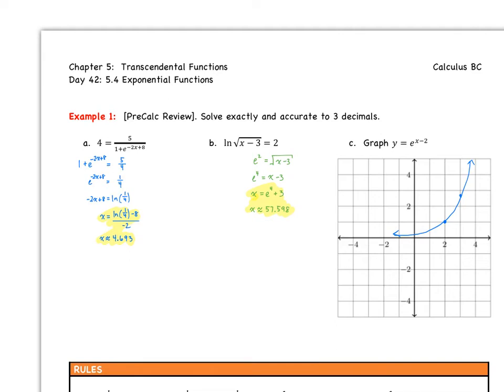Welcome to 5.4 exponential functions. So we're going to look at e to the x, and we're going to talk about taking the derivative of e to the x today, and we'll look at integrating as well. So some pre-calc review, all right? We're going to quickly go through, solve these, and then graph the final part C.